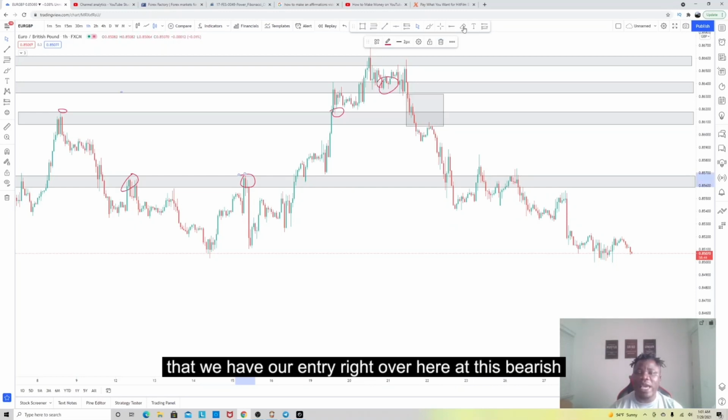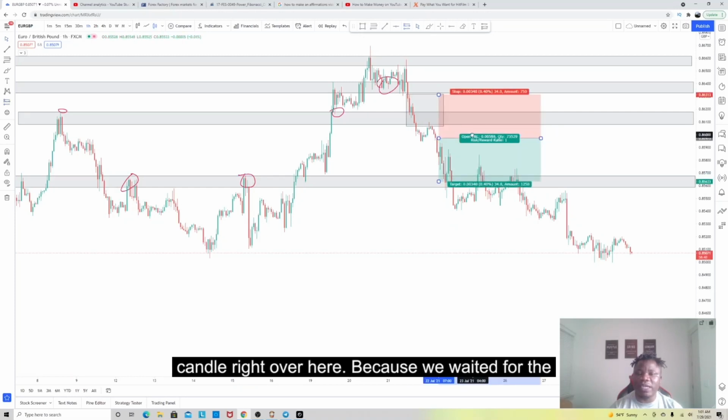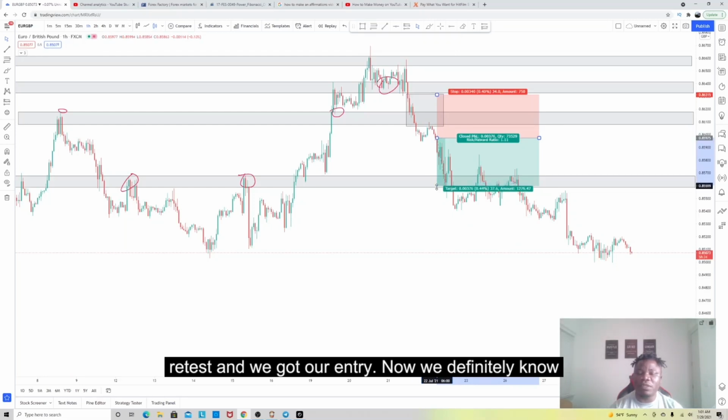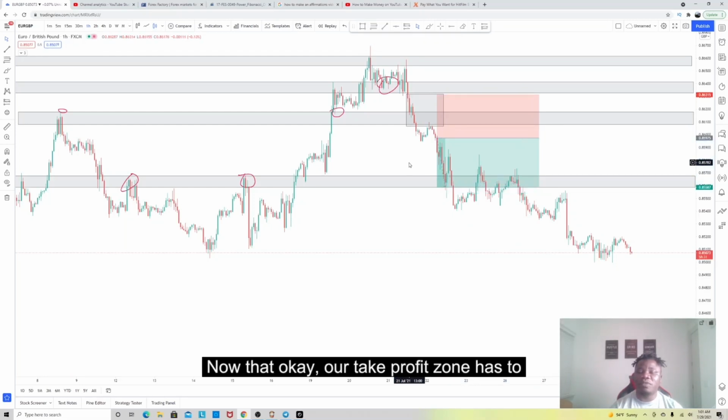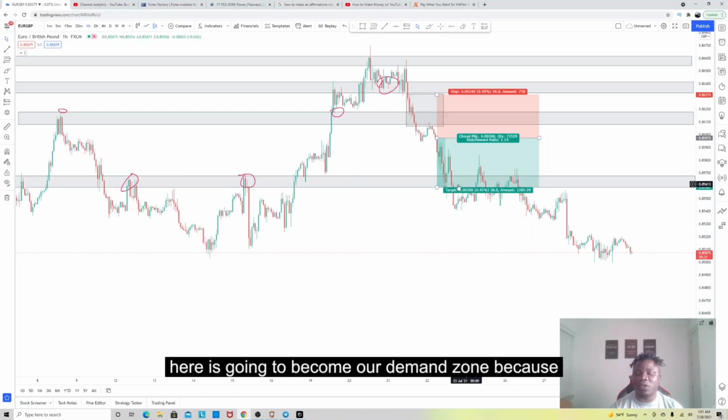Now we have our entry right over here at this bearish candle, because we waited for the retest and we got our entry. Now we definitely know that our take profit zone has to be this next supply zone here, because over here is going to become our demand zone, because price is always going to come back and do the same thing.